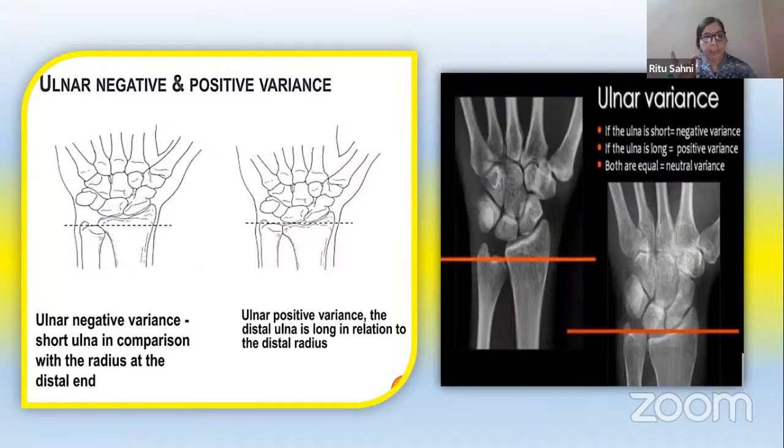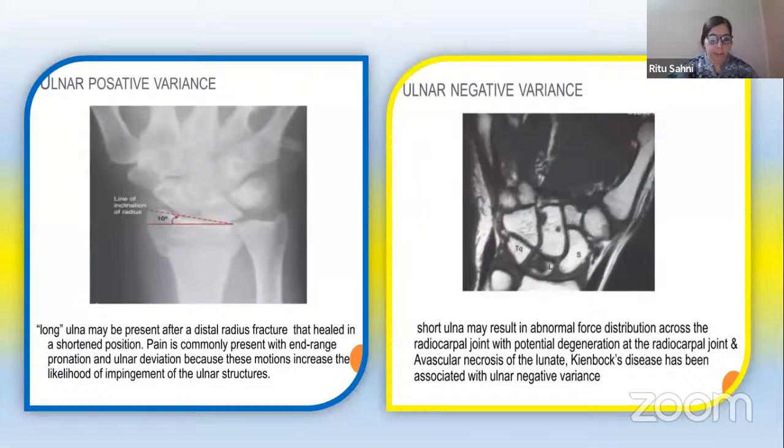This is also noticeable after some fracture, such as a radius fracture that regenerates in a shortened form of the radius. After that, ulnar deviation comes, and patients normally keep their hand deviated towards the ulnar side. If there is a positive variance, where the ulna is long, then the hand will be deviated towards the radial side. You can see in this picture ulnar positive variance versus ulnar negative variance, where the distal radius fracture healed in a shortened position, and in that case there is ulnar positive variance, because the ulna is bigger than the radius.